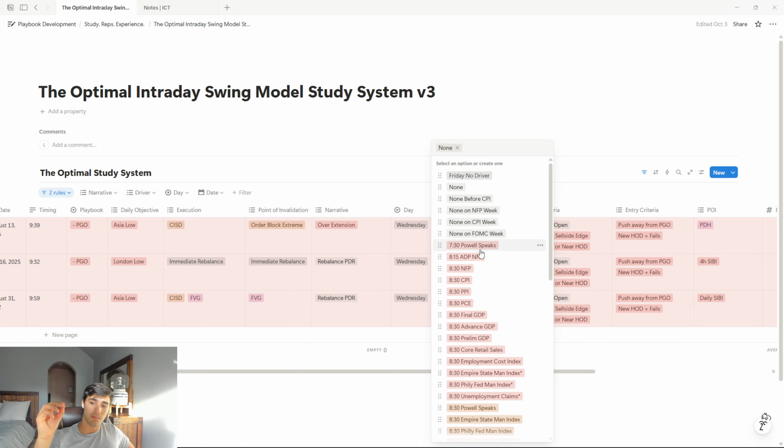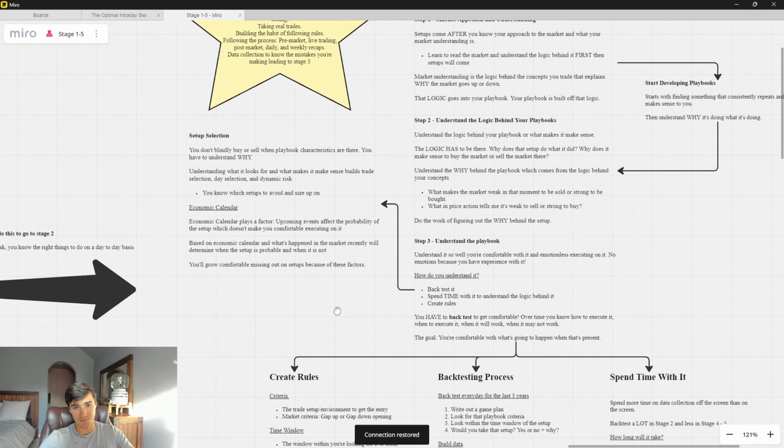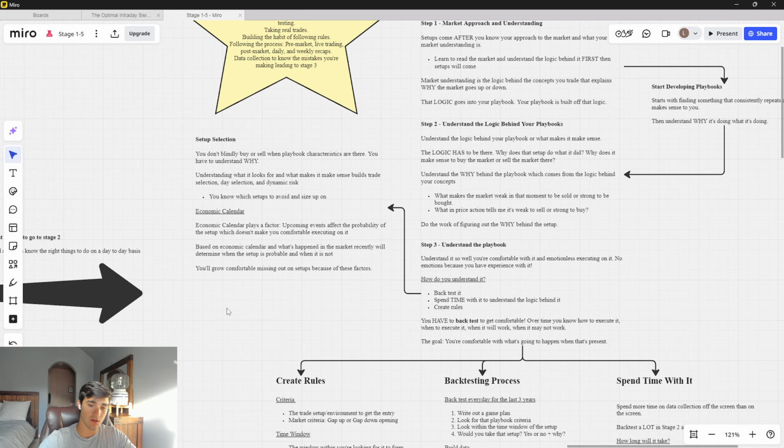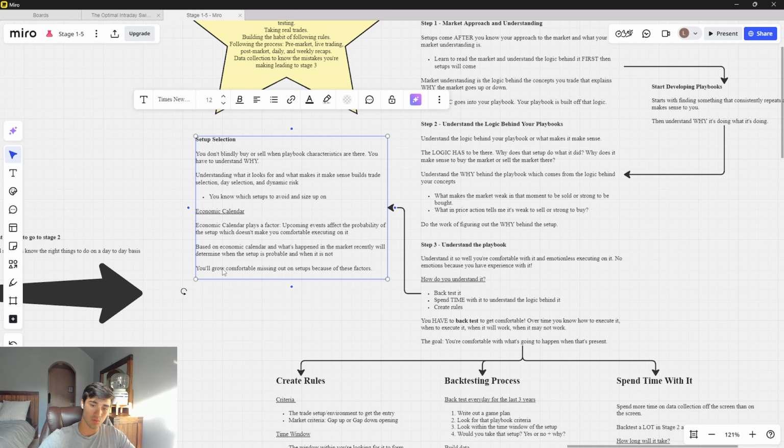So build setup selection by referencing the economic calendar, and that's also mentioned in the stages of trader development. If we go back to the Miro board, setup selection. Economic calendar. The economic calendar plays a factor. Upcoming events affect the probability of the setup, which doesn't make you comfortable executing on it. Based on the economic calendar and what's happened in the market recently, you will determine when the setup is probable and when it is not. So you're going to build setup selection around the economic calendar. You'll grow comfortable missing out on setups because of these factors.